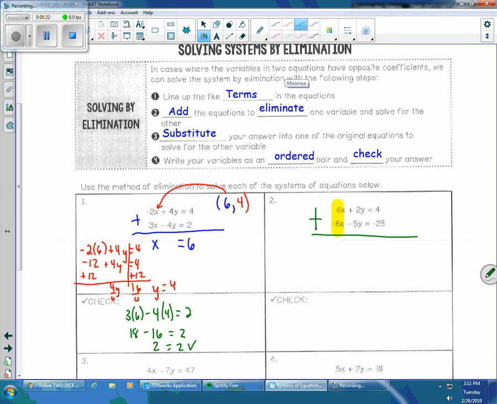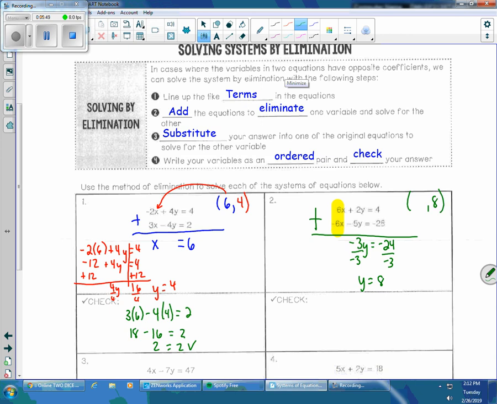6x plus a negative 6x is going to be a 0, so I'm not even going to write that. I've got 2y plus negative 5y, which is going to be a negative 3y. And then 4 plus negative 28 is going to be a negative 24. Divide both sides by negative 3, and y is going to be equal to 8. So I've got half of my answer.